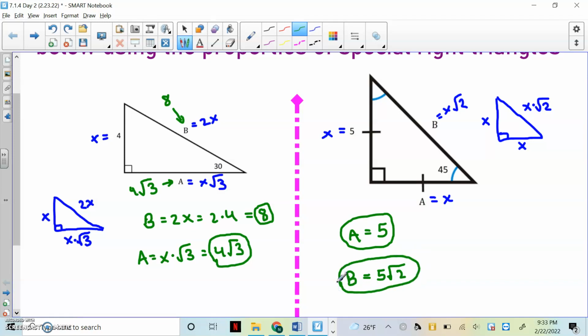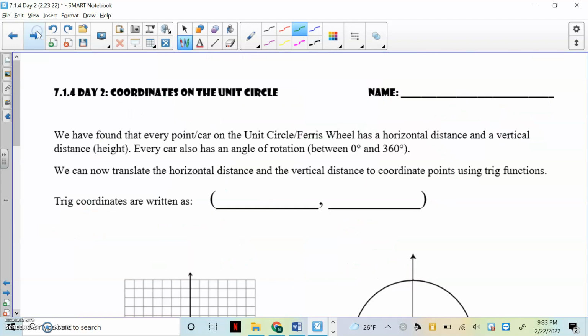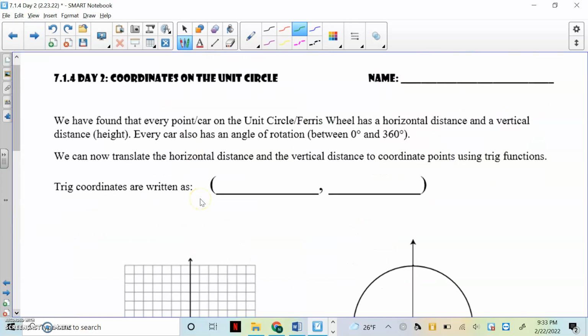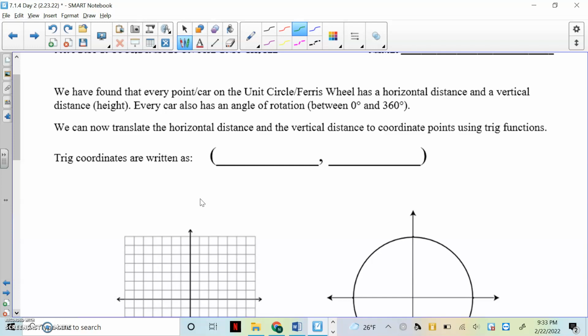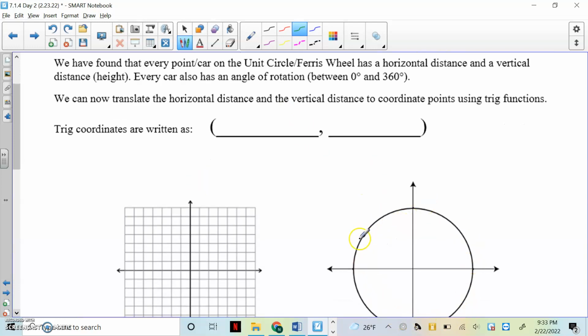So we'll kind of change gears for a second, and then we will go back to why this was relevant. Alright, so to start talking about the coordinates, we've been talking about spots on the unit circle and figuring out the horizontal distance from the spot on the circle, like the position on the ride, to the y-axis. That was our horizontal distance. We used cosine for that. And then for the vertical distance off the ground, we used sine.